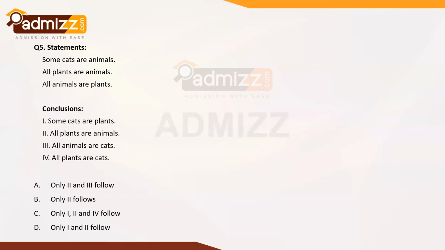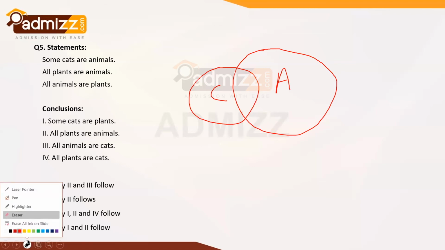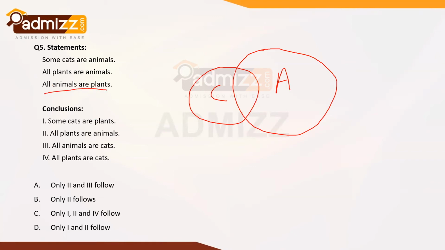So take a look at this. Let's quickly draw Venn diagrams first, because that gives us a visual aid. Some cats are animals, so we draw another set, or another Venn diagram, of animals, and since they overlap, we can infer reasonably that some cats are animals, right? Now, what we are given is all plants are animals and all animals are plants.